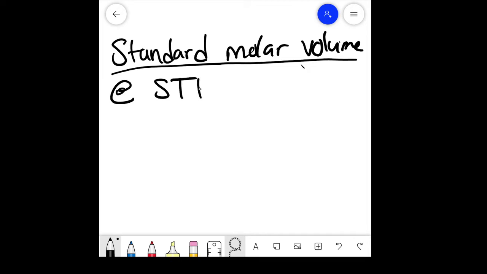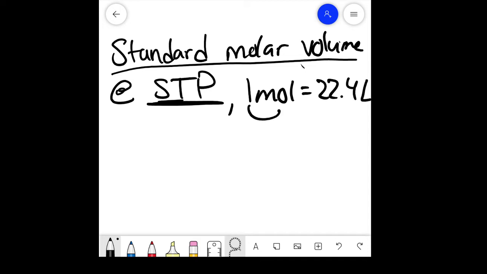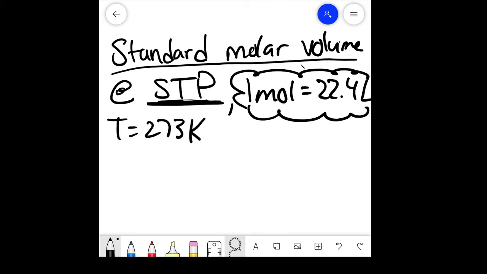What that is, at STP, which is standard temperature and pressure, which is very important, 1 mole of an ideal gas occupies 22.4 liters. Basically, 1 mole equals 22.4 liters, which is a conversion that is going to be necessary for these problems. But it has to be at standard temperature and pressure, which means temperature equals 273 Kelvin or 0 degrees Celsius, and pressure equals 1 atmosphere or any of the variations of that.